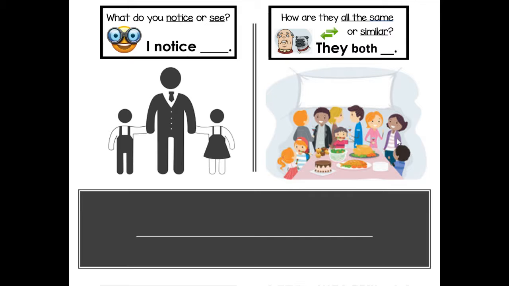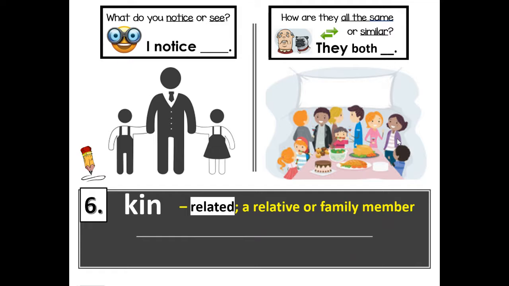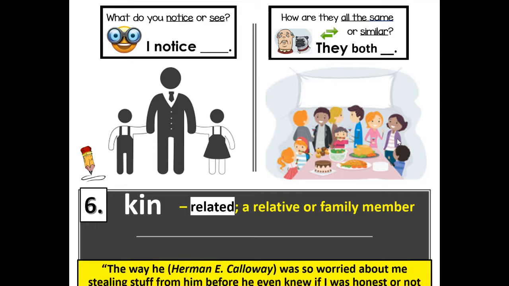Well, they both show, number six, kin. Kin means related, a relative or family member.